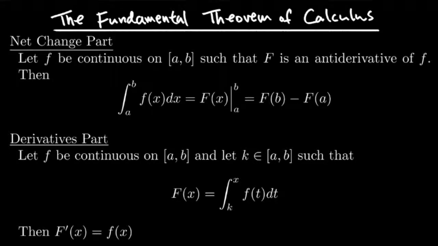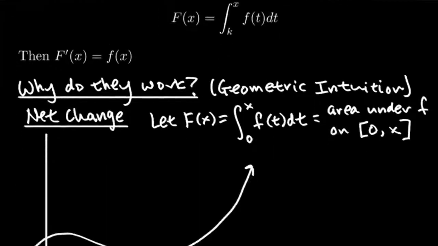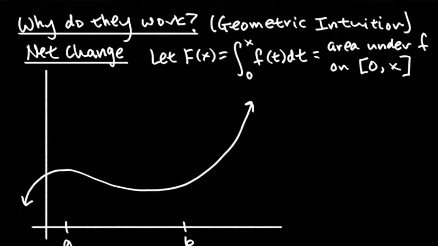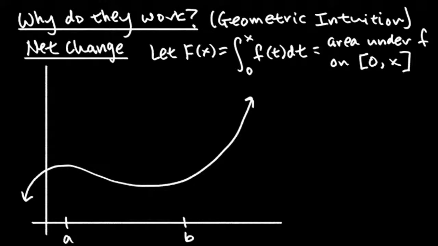The first one I'm going to go over is called the net change part. Then the other one is the derivatives part. As long as f is continuous and big F is an antiderivative of small f, this will hold true. For the derivatives part, essentially if you take the derivative of the antiderivative, you get the function itself. So let's look through how this works. I want to give us some geometric intuition into why the net change part works, and then use that to get the derivatives part.